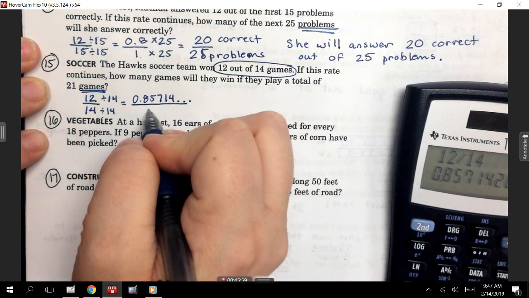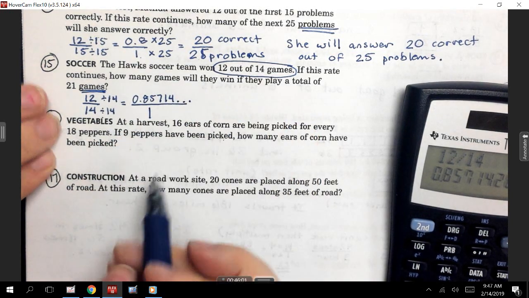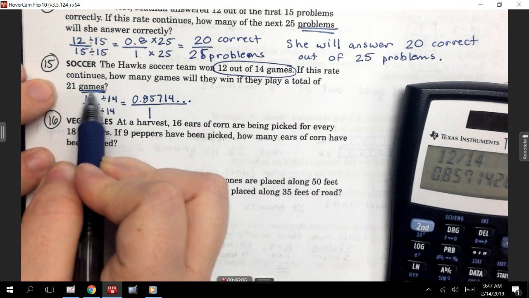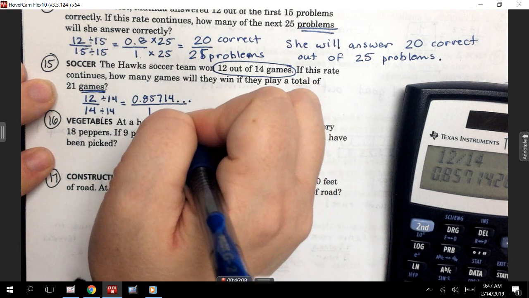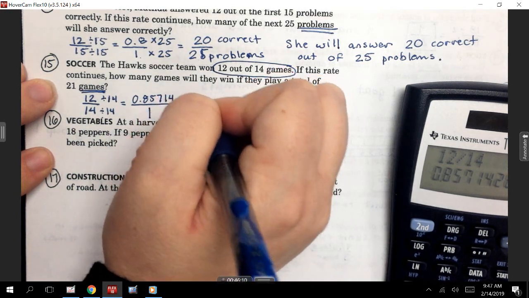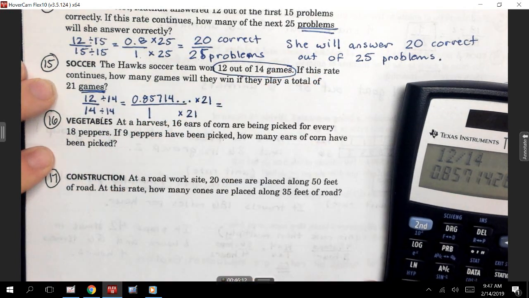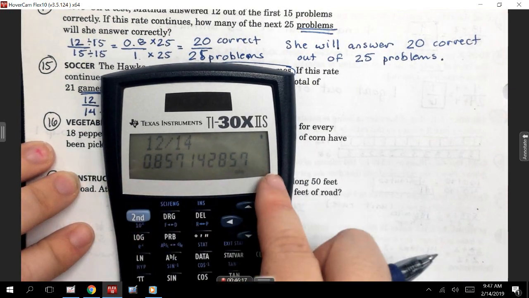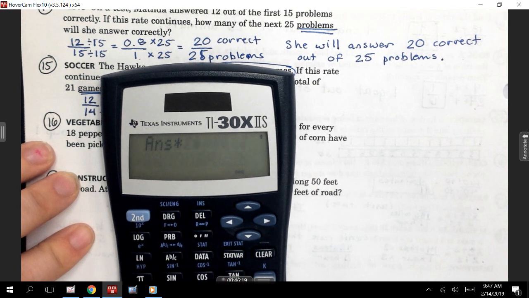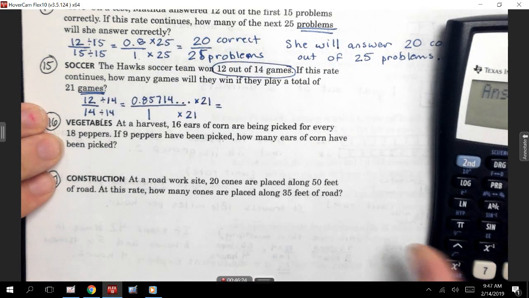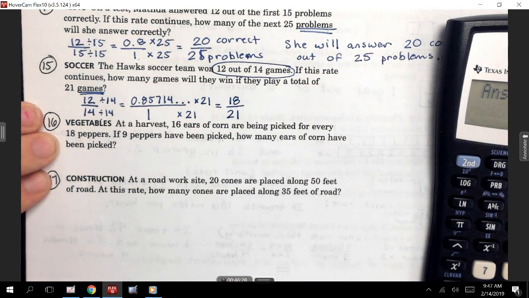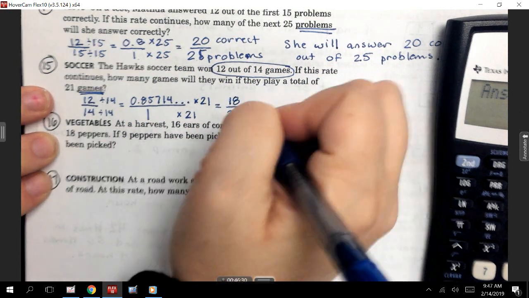On the bottom, 14 divided by 14 is 1. So now 14 games has changed to 1 game, which I want to change again to 21 games. I'm going to do times 21. So now I'm going to pull this over again. There's that funky decimal, and I'm just going to hit times 21, not clearing it out or anything. And that gives me that nice answer of 18. 1 times 21 is 21. Remember, 21 was my games.